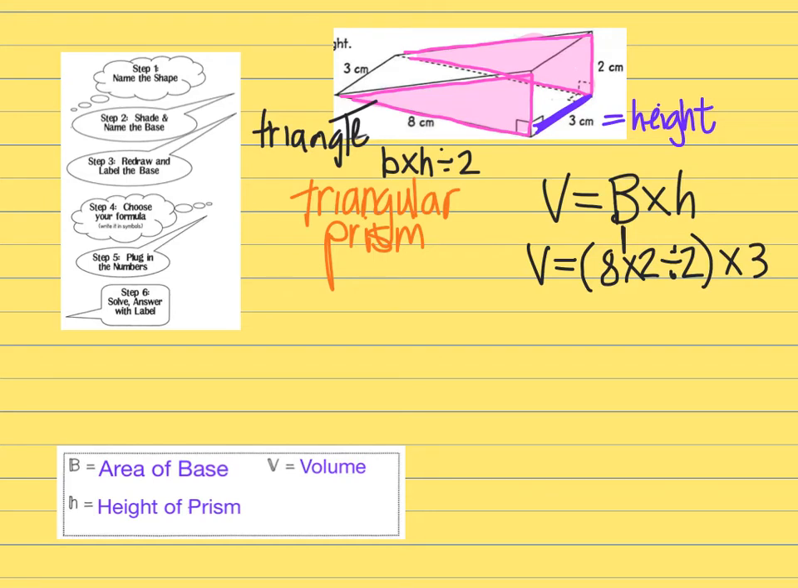Now when I type that entire thing in my calculator, or if you want to do it mentally, you can. Your final answer should be 24. And this figure is also in centimeters. And volume is again measured in cubic units. So I would say 24 cubic centimeters or 24 centimeters cubed.